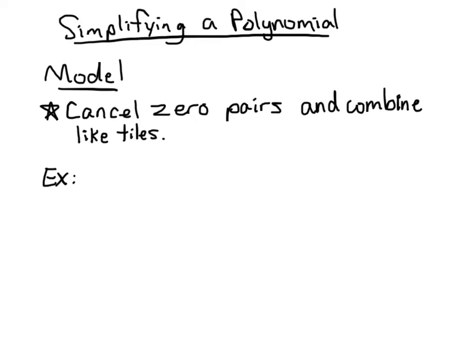When we have a model, we model our polynomial, and then to simplify, we would cancel zero pairs until all our zero pairs are gone, and then combine the like tiles, or group them together, and then whatever is there is our answer. So let's look at the example.